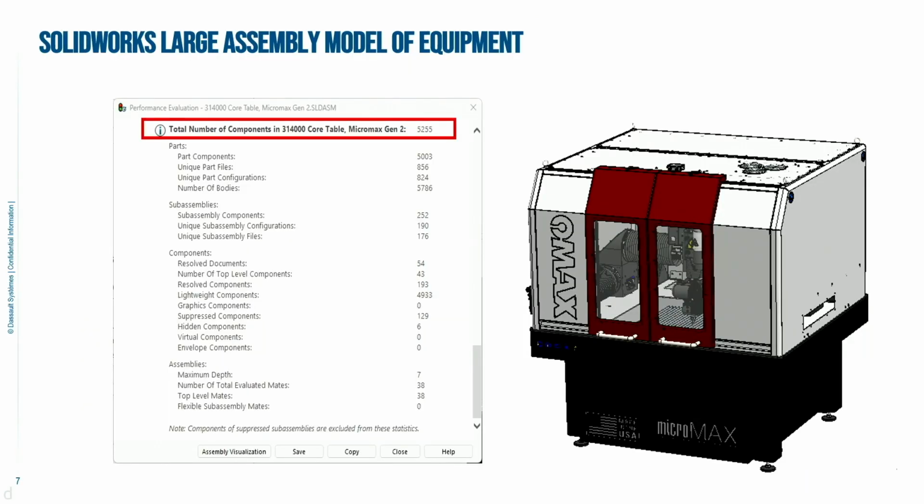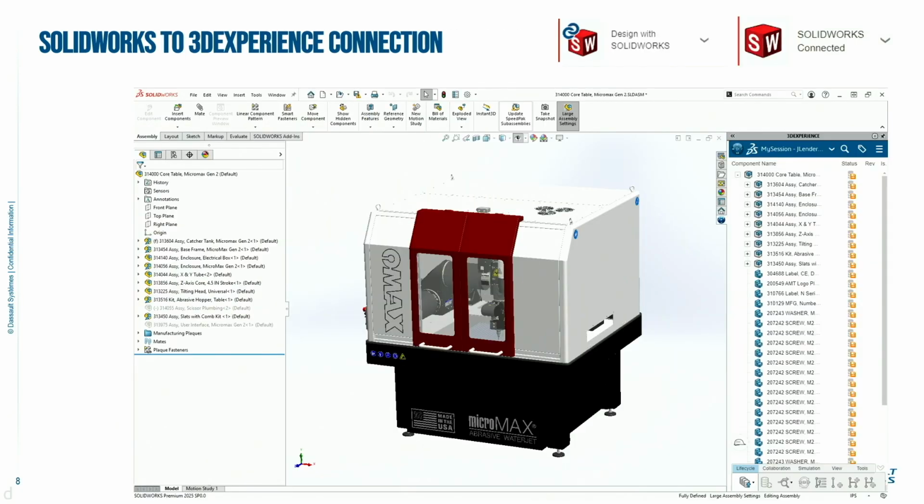Like I said, the OMAX has over 5,000 parts in its components, but how do we get these things into the platform? We have the SolidWorks to 3D Experience connection. There's Design with SolidWorks, which is basically a connector for SolidWorks going into 3D Experience. And then there's also SolidWorks Connected, which is the SolidWorks you get when you get the platform. So it is still native SolidWorks installed on your computer. It's not web-based or browser-based.